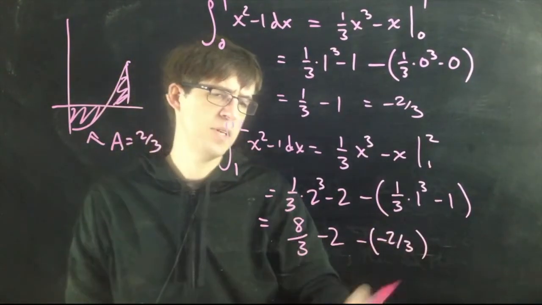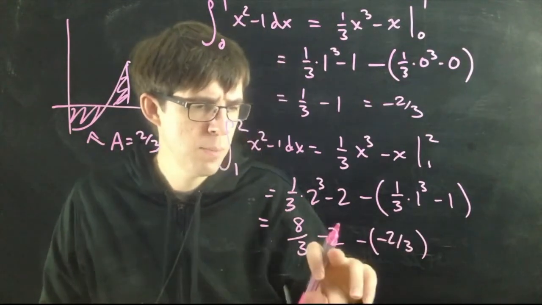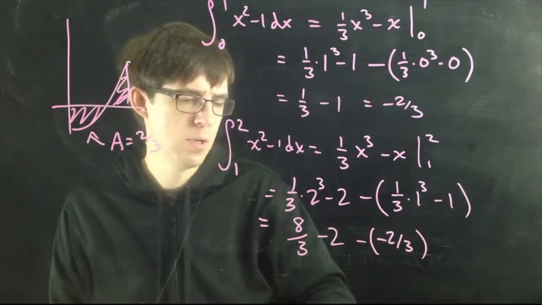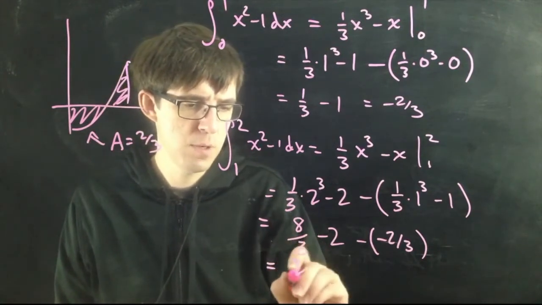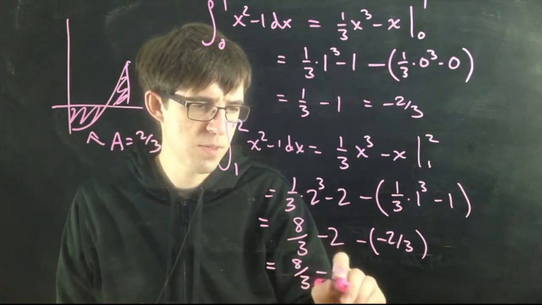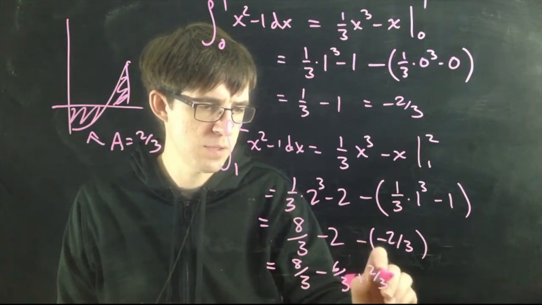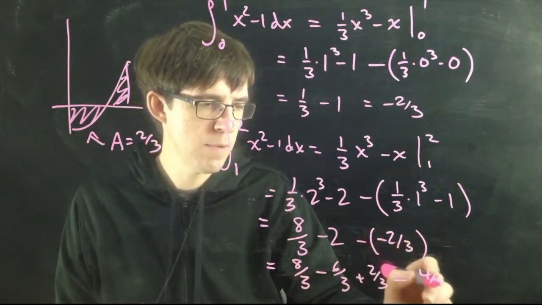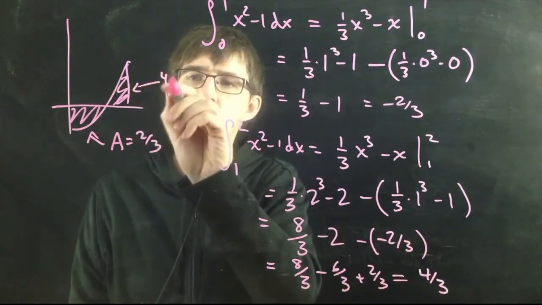Can I add these together? You could use a calculator if you want to, but this is not so hard. I got thirds. This is all about thirds. Make a common denominator, would you? 8/3 minus 6/3 plus 2/3. Add them up for a total of 4/3, I believe. So that means this area here is 4/3.